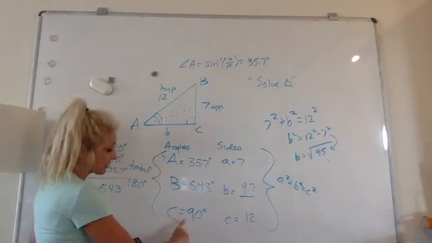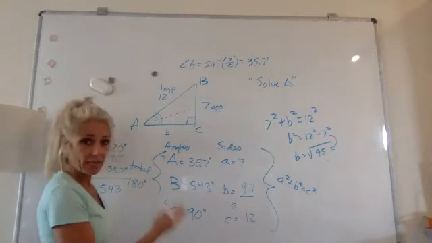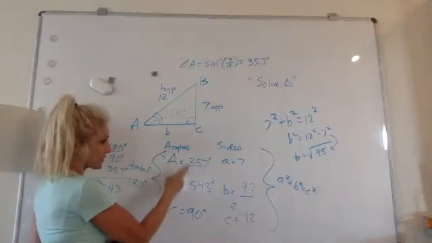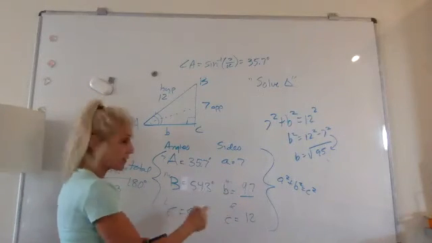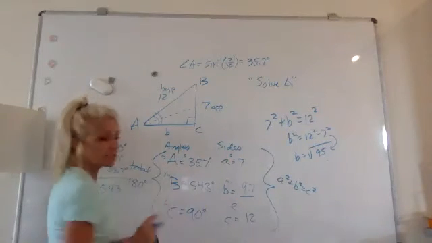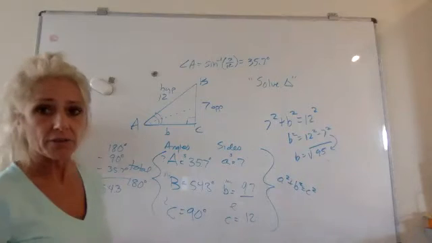Because across from the largest angle, which is 90, I should have the longest side, my hypotenuse. Then this one is the middle in terms of the size of the angle. So this answer should be in between these in terms of value. And this is the smallest angle, which should then be attached to the shortest side. So that's solving a triangle.